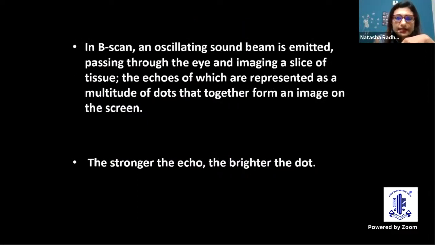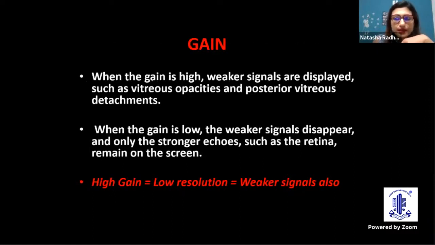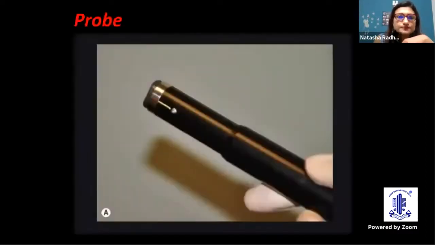In a B-scan, the oscillating sound beam is passing through the eye and imaging a slice of tissue. So the echoes of which are represented as a multitude of dots that come together to form an image. And the stronger the echo, the brighter the dot. Another word that you should know is gain. When gain is high, weaker signals are displayed, and when gain is low, the weaker signals will disappear. So high gain is equal to low resolution, so you will see weaker signals also.